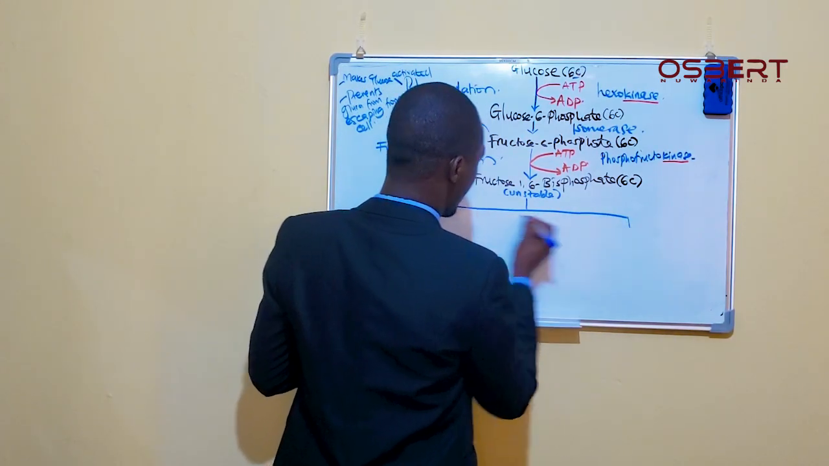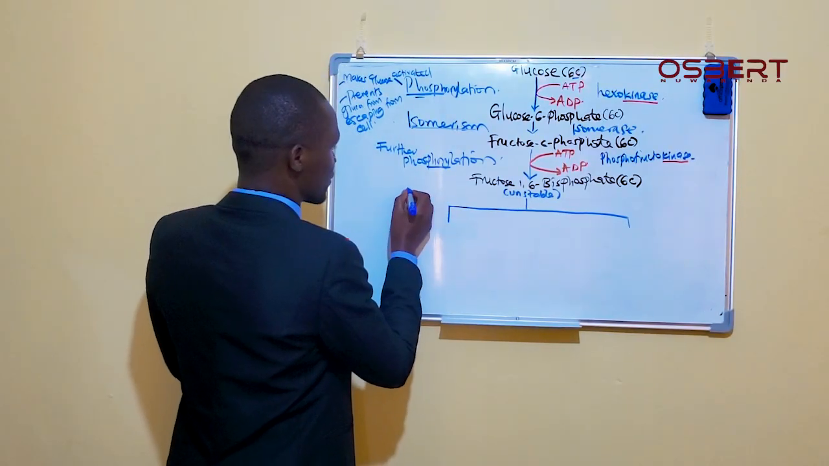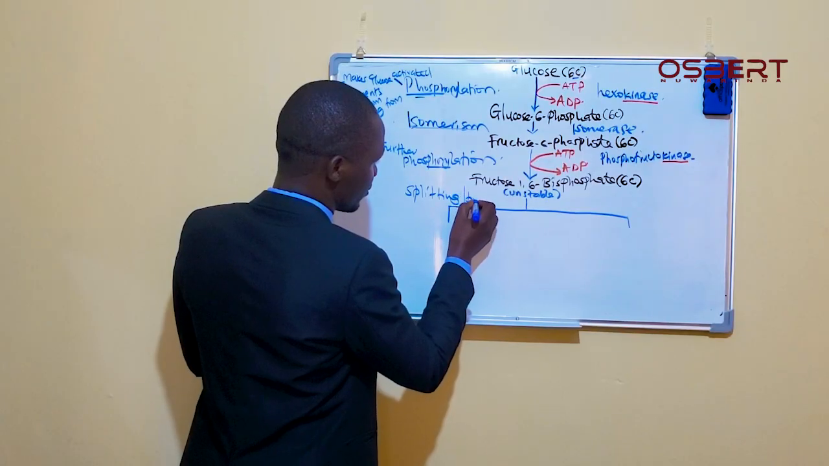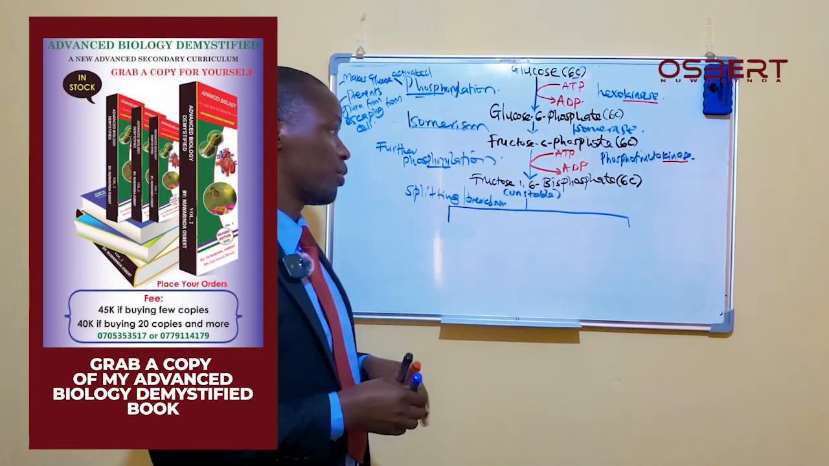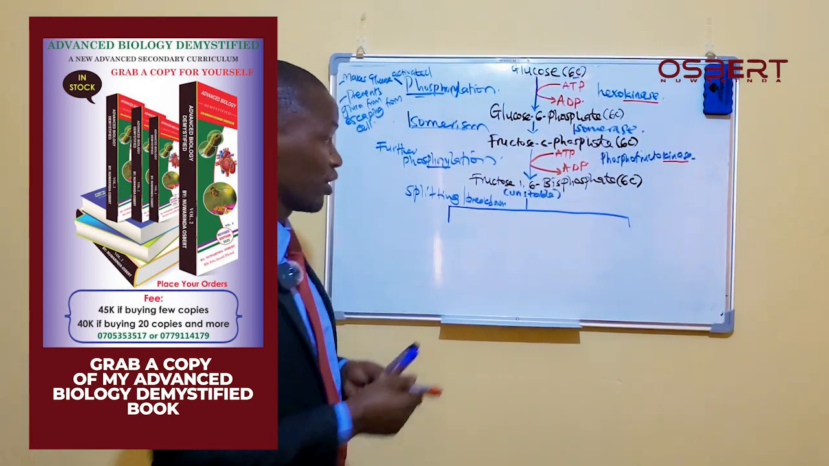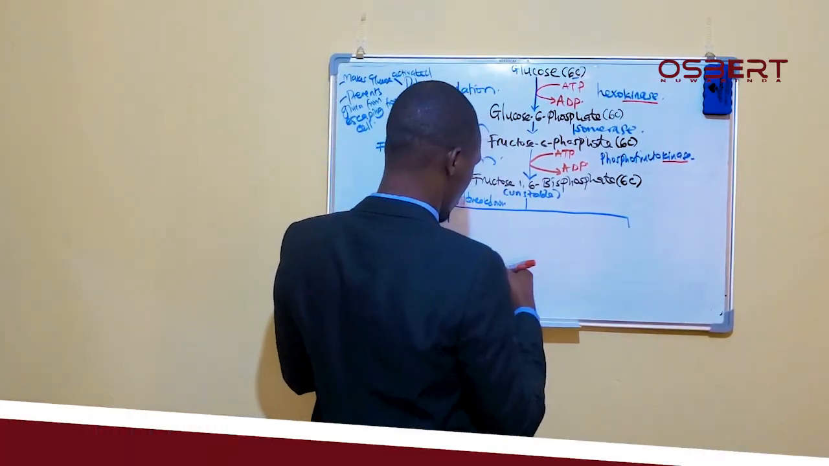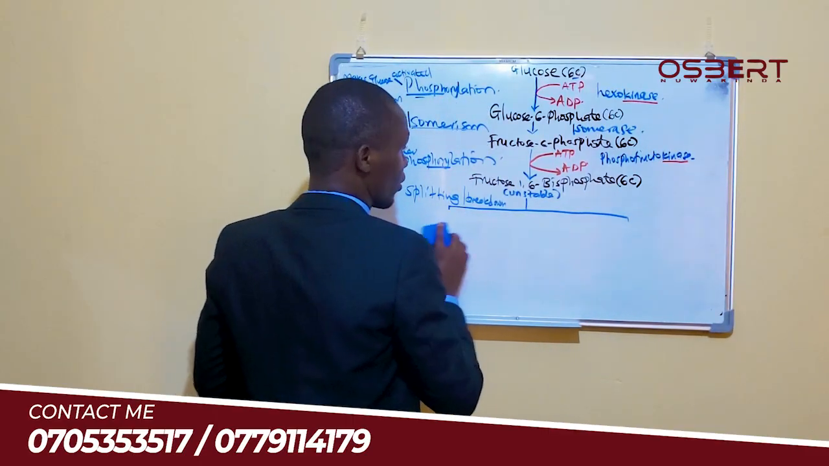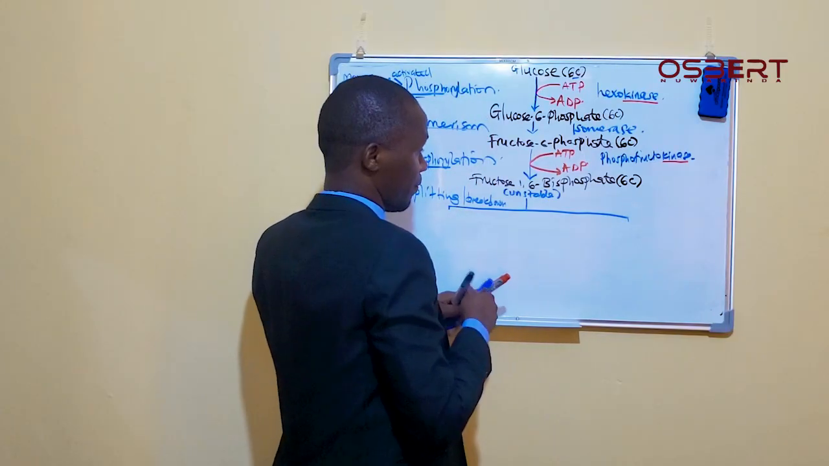This molecule will undergo splitting. So the process which is occurring here is what we are calling splitting. You can call it breakdown. It will split, and when it splits, it will form 2 molecules. These 2 molecules each have 3 carbons. One of these molecules is this one here.